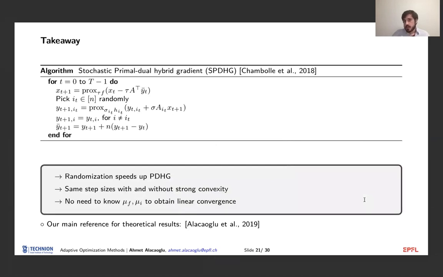So the main message of this part is that, in structured settings, the separable min-max setting, we can use randomization to speed up the algorithm PDHG without losing anything in theory, and in practice we see much better performance. And we can use the same step sizes for the strongly convex case and for the standard convex case, and we do an interpolation between the linear rate and the sublinear rate with the same step sizes. And these step sizes do not depend on the strong convexity constants.